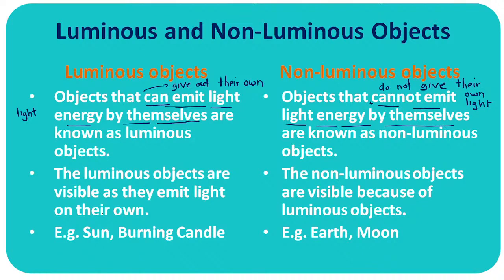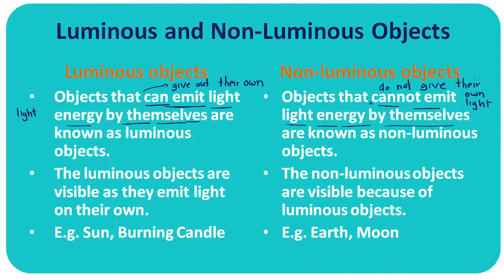Luminous objects are visible as they emit their own light. Why are they visible? Because they are emitting their own light. Because they give their own light, you know that they are completely visible, like the sun, a burning candle.